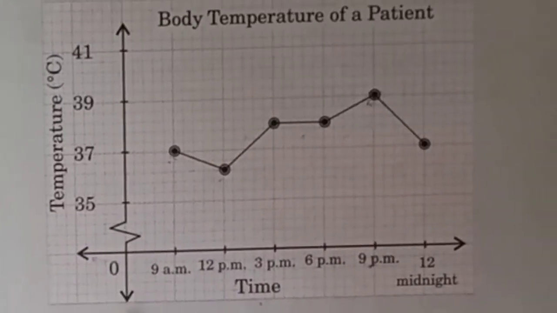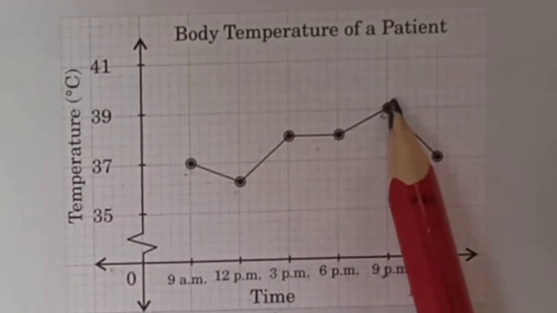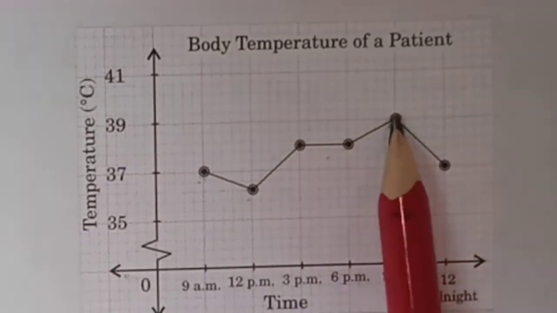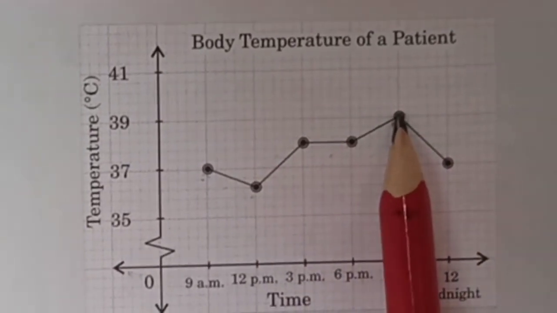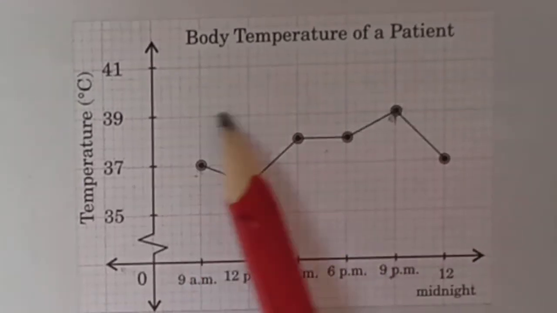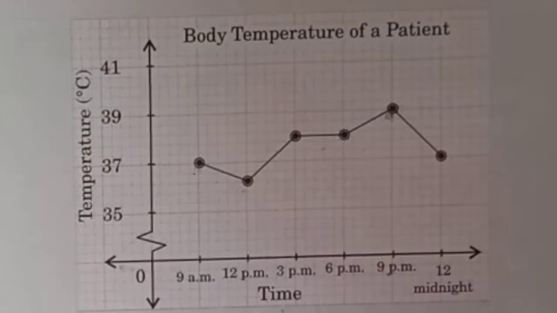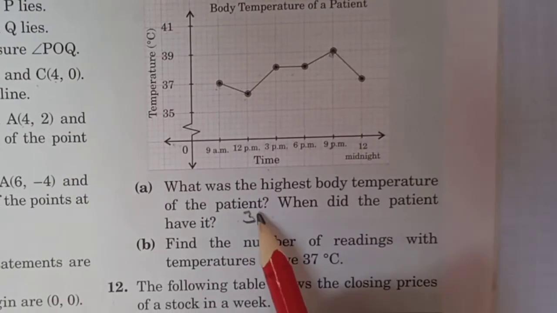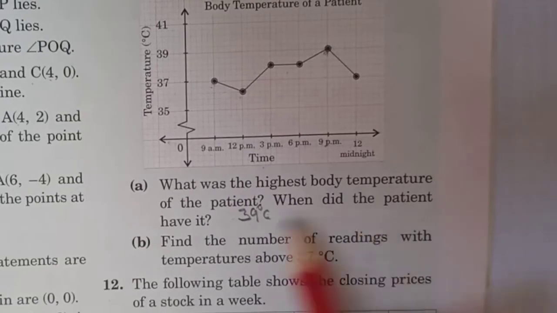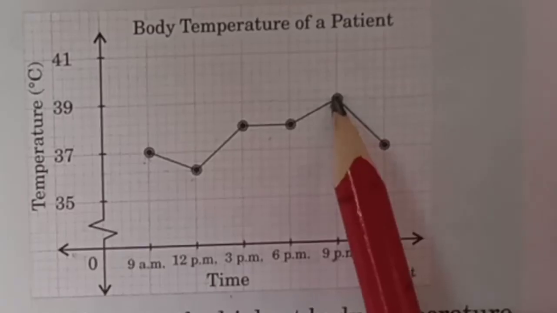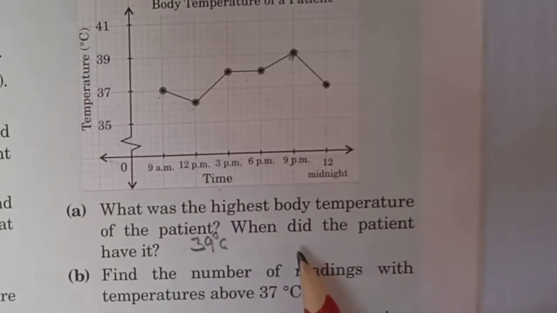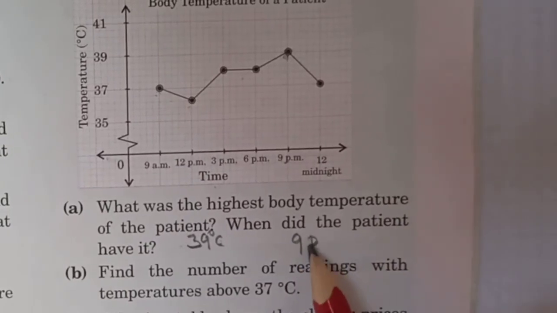In this graph, the highest point marked is this one. So this must be the highest temperature, 39 degrees Celsius. So the answer is 39 degrees Celsius. Then when did the patient have it? The corresponding time is 9 p.m.